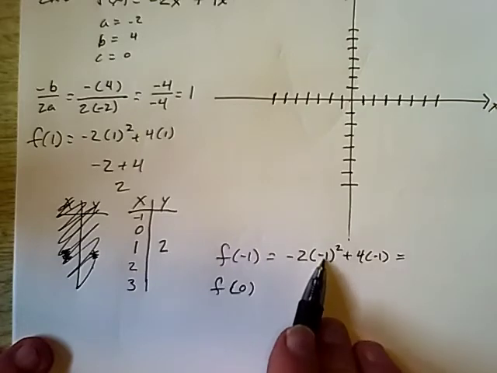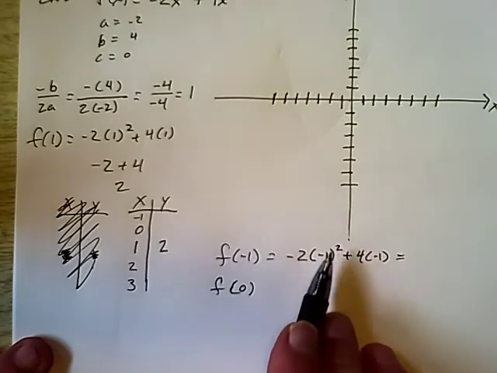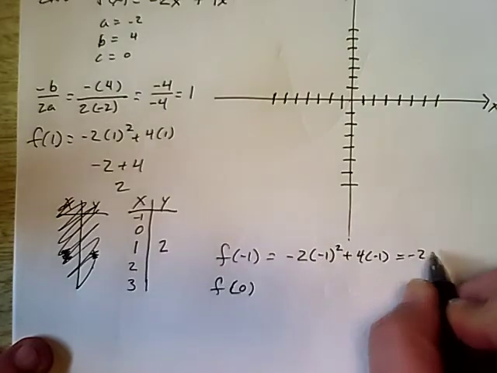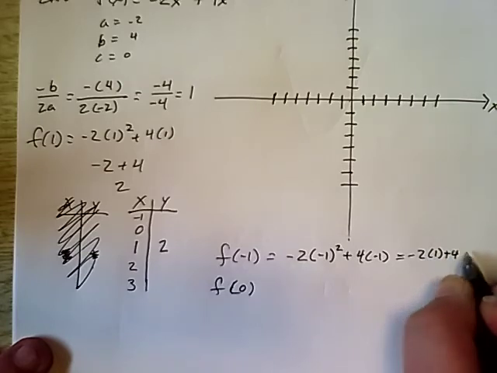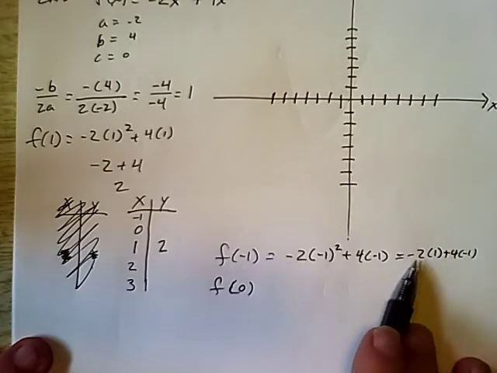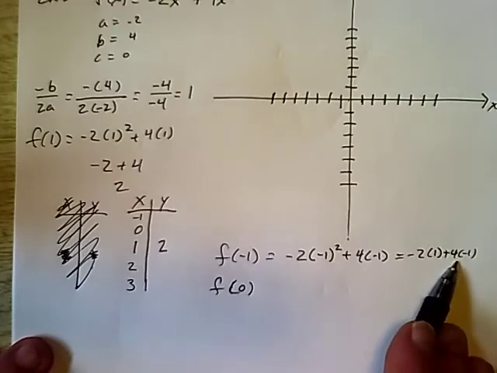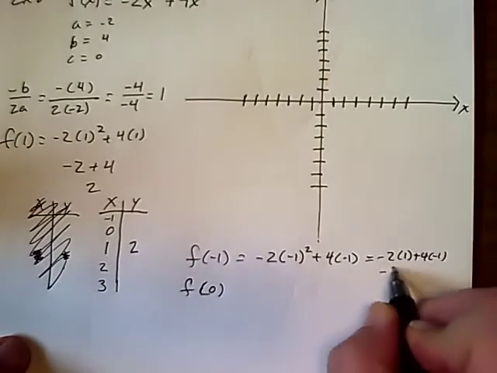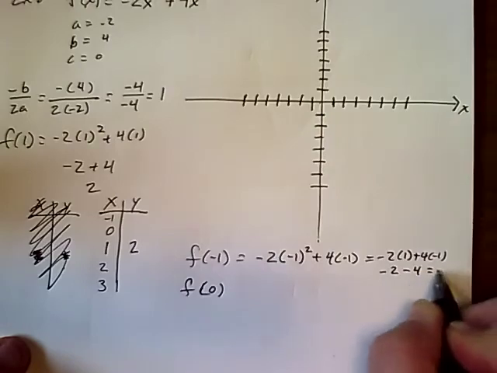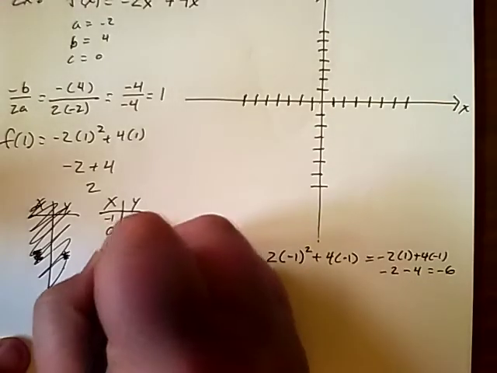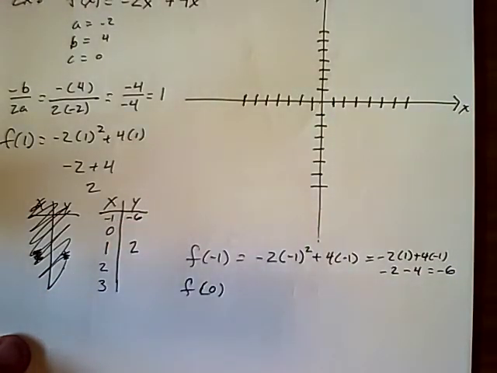Which gives me negative 1 squared is 1. So I'm left with negative 2 times 1 plus 4 times negative 1. Negative 2 times 1 is negative 2. And 4 times negative 1 is negative 4. So negative 2 minus 4 is negative 6. So here I get a negative 6.